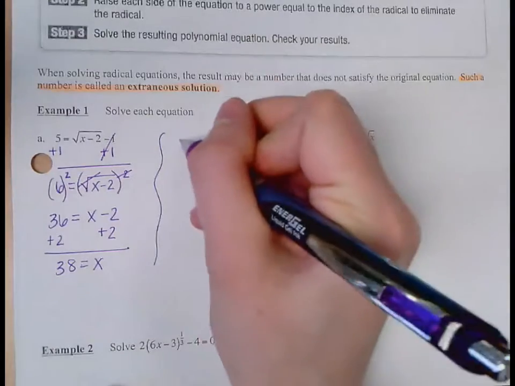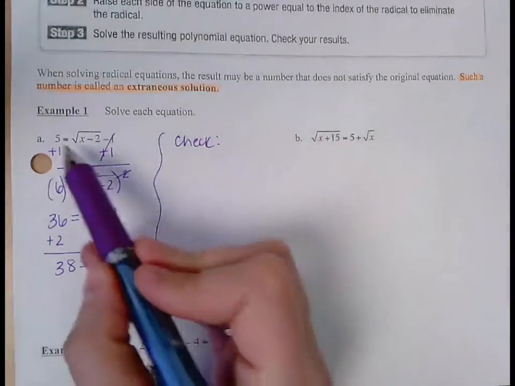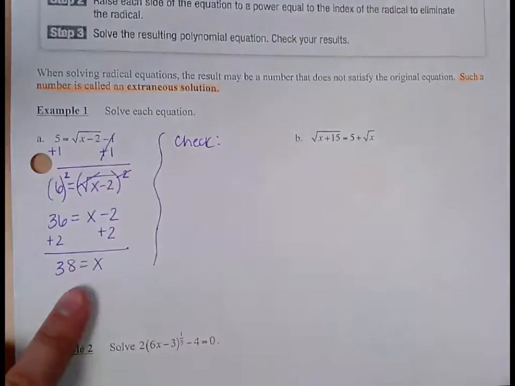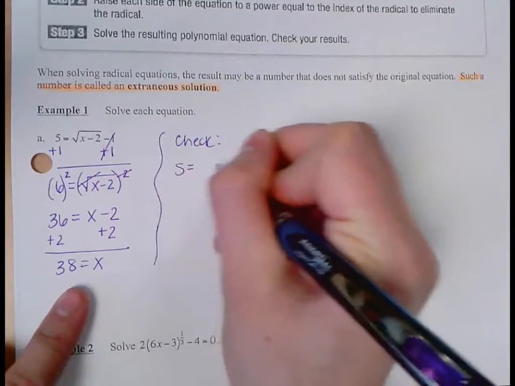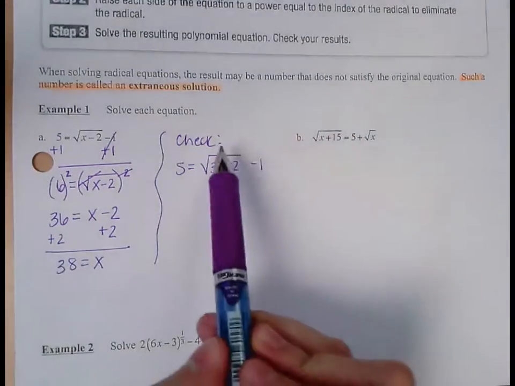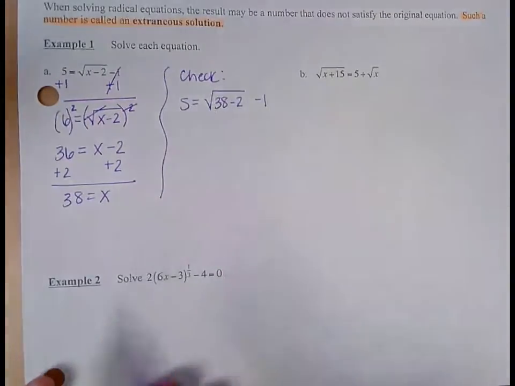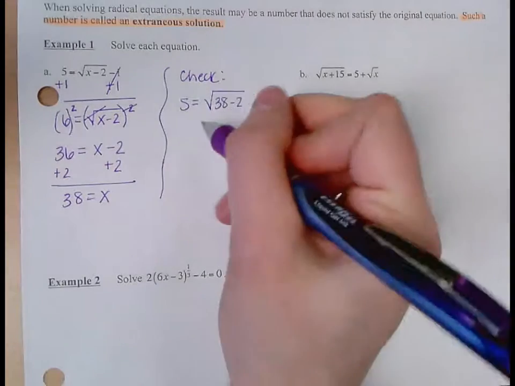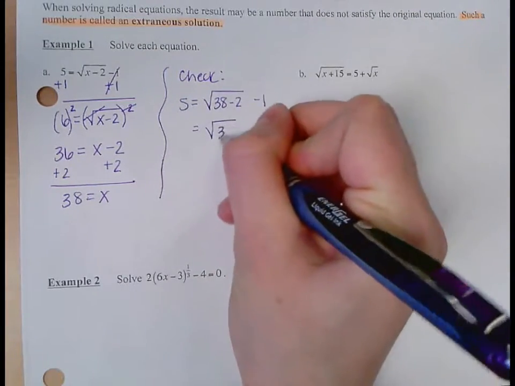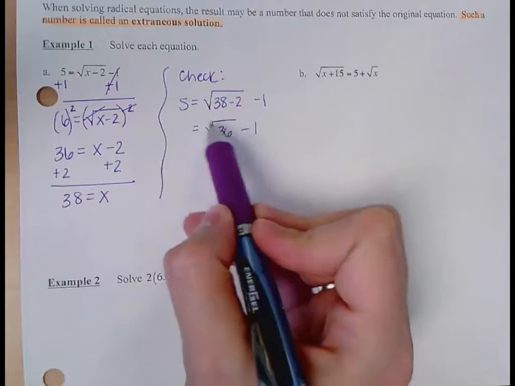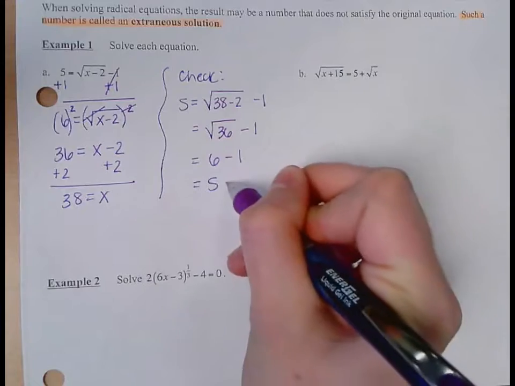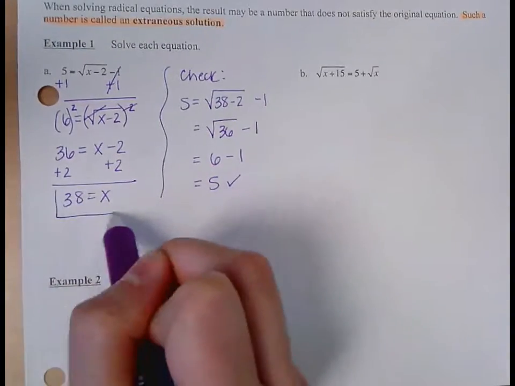So just to check, and that could just be on your calculator, you want to substitute the 38 in for x and make sure in this case that the right side does actually equal 5. So if I have 5 equals the square root of, I'm going to replace x with 38. Make sure, like I said, that when I take the square root of 38 minus 2 and then subtract 1, I get 5. So I know inside the square root, 38 minus 2 is 36. So I have the square root of 36 minus 1. I know the square root of 36 is 6, and 6 minus 1 is 5, so it does work out. So then I know 38 is my answer.